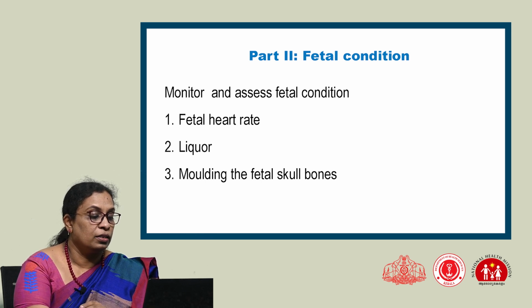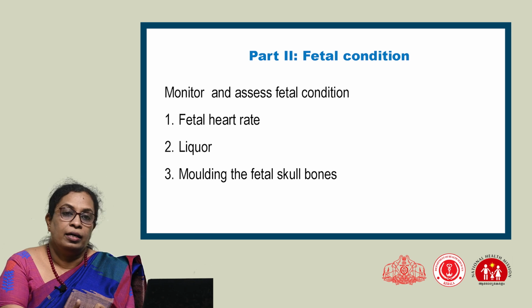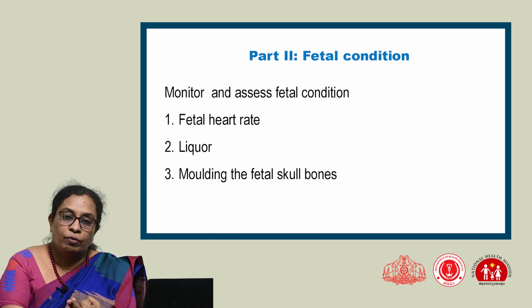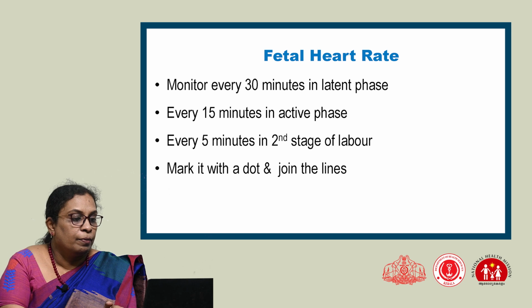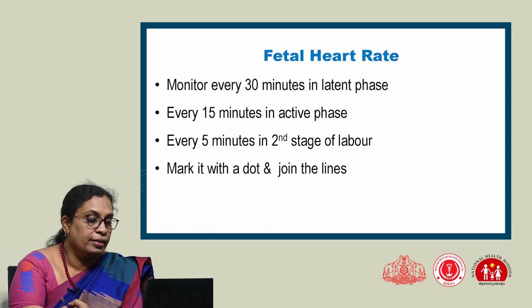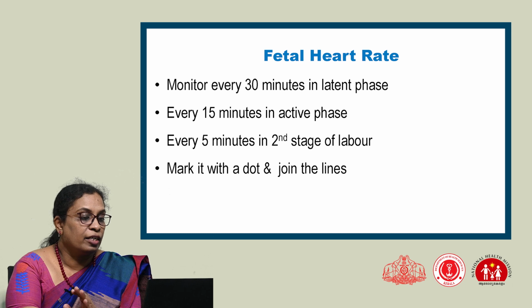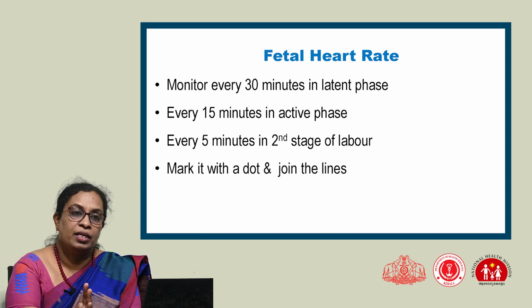The fetal part has the fetal heart rate monitoring, then the color of the liquor, then the molding of the fetal skull bones. I shall give you the details later. For the fetal heart rate, you have to monitor every 30 minutes in the latent phase, every 15 minutes in the active phase, and every 5 minutes in the second stage of labor. Every 15 minutes in the active phase means every 15 minutes after 4 centimeters dilatation. In the active second stage of labor, after each and every contraction there is a chance for the fetal heart rate to go down.